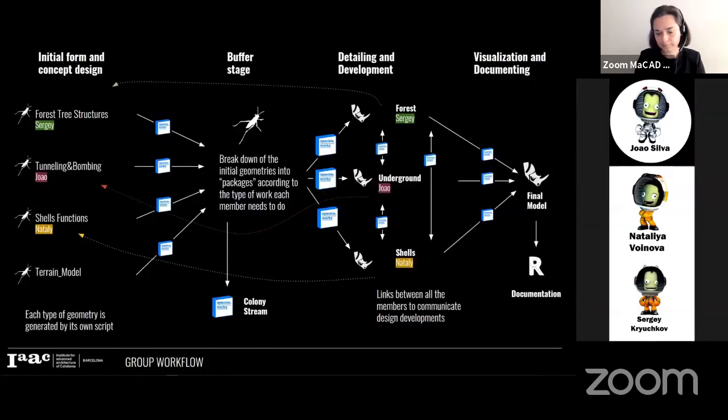Although we have to say, Speckle had a hard time handling our heavy geometry and we still required some file transfers. To close this workflow, each member streams their final design into a common model, from where we use Rhino inside Revit to export the technical documentation.